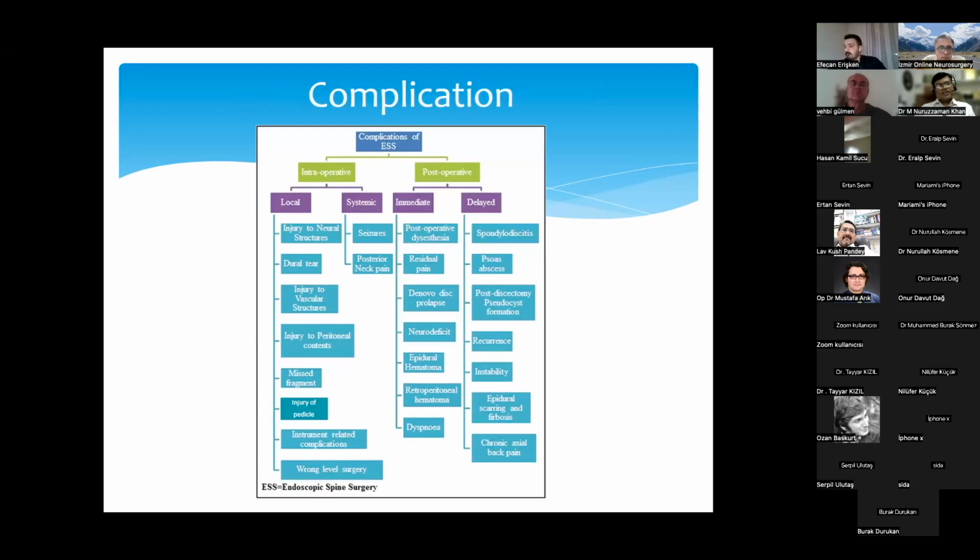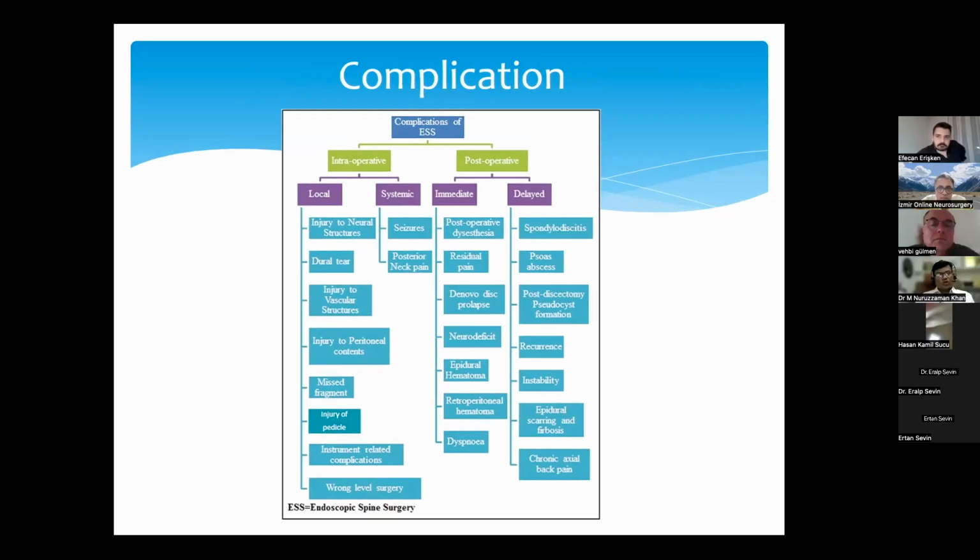Theoretically there are complications. Usually in practice, there is very minimal or no complication, and sometimes there may be a dural tear in initial cases, but if it is very minor, it can be dealt with conservatively.